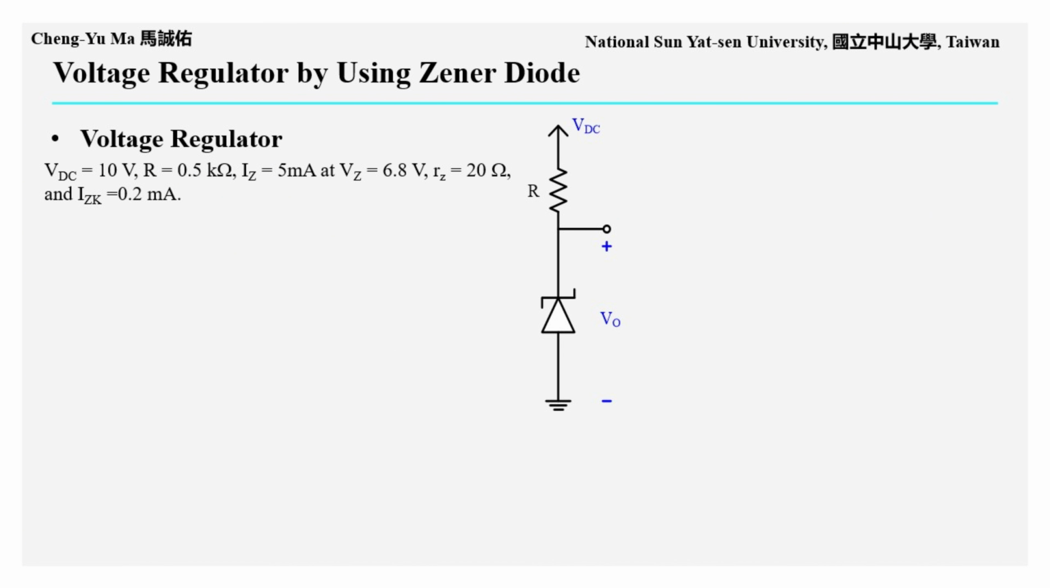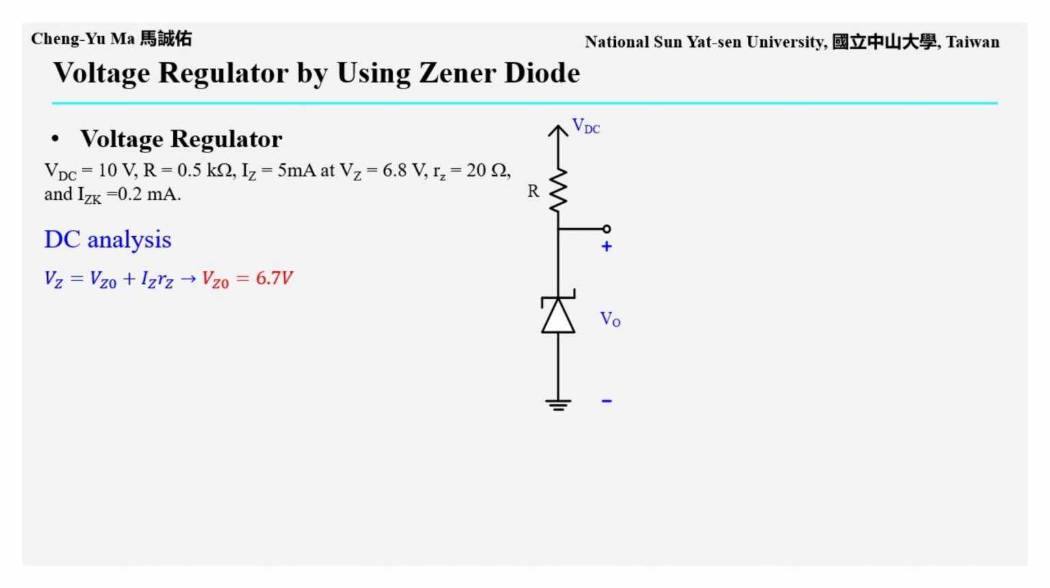Now let us analyze a voltage regulator using a Zener diode. The circuit shown has a resistor R equal to 0.5 kilo ohms in series with a reverse-connected Zener diode, operating with a DC supply voltage VDC of 10 volts. The Zener diode specification is as follows. When the reverse voltage VZ is 6.8 volts, the reverse conduction current IZ is 5 milliamps, RZ is 20 ohms, and the leakage current before reverse turn-on, IZK, is 0.2 milliamps.